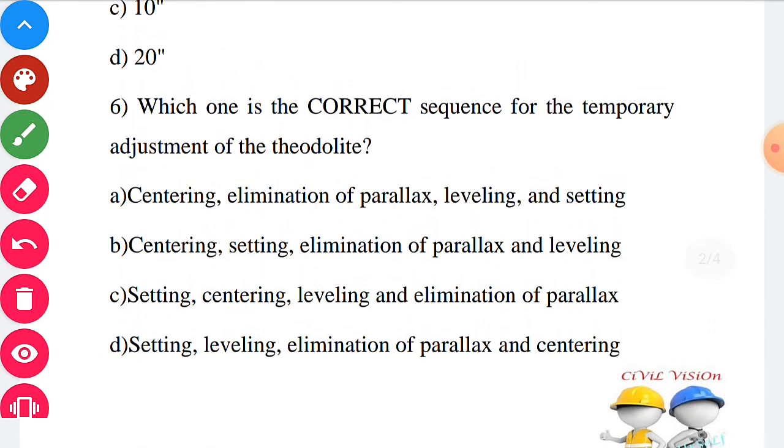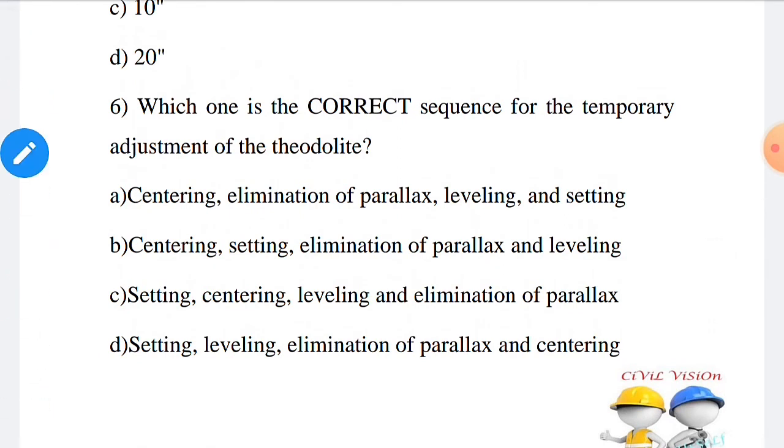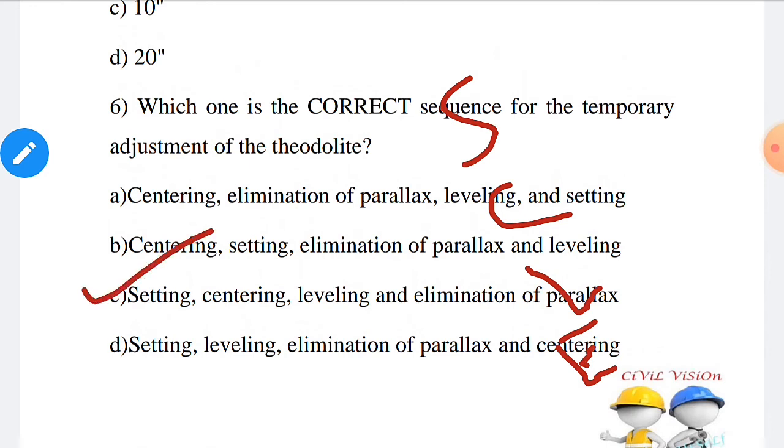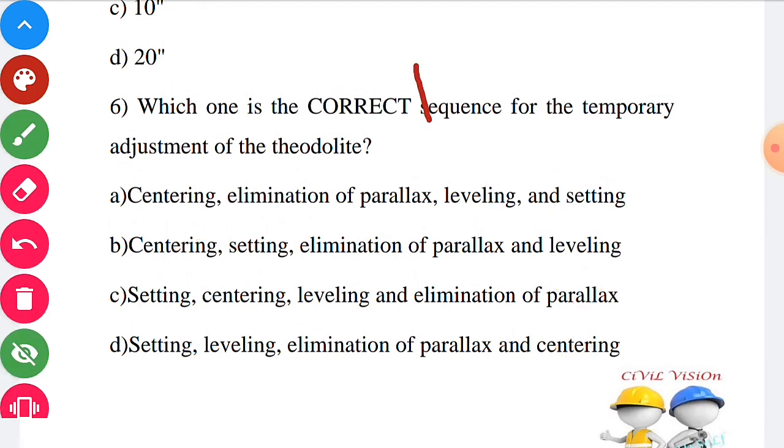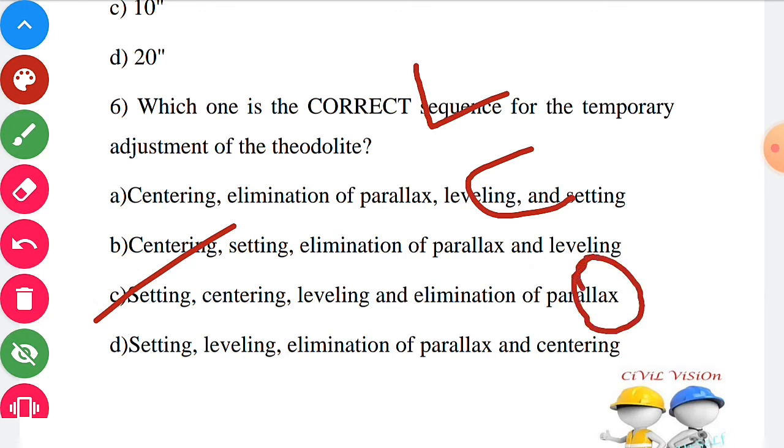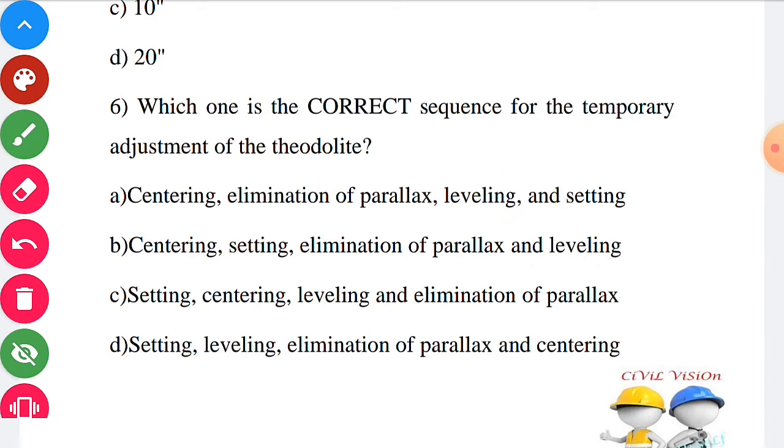Sixth one, which one is the correct sequence for the temporary adjustment of theodolite? For the temporary adjustment of theodolite, the correct sequence is setting, centering, leveling and elimination of parallax error. Therefore, the correct answer for this one is option C. Whereas in plane table surveying, the temporary adjustment sequence is leveling, centering and orientation. In plane table surveying, leveling, centering and orientation is the sequence for the adjustment of plane table surveying.